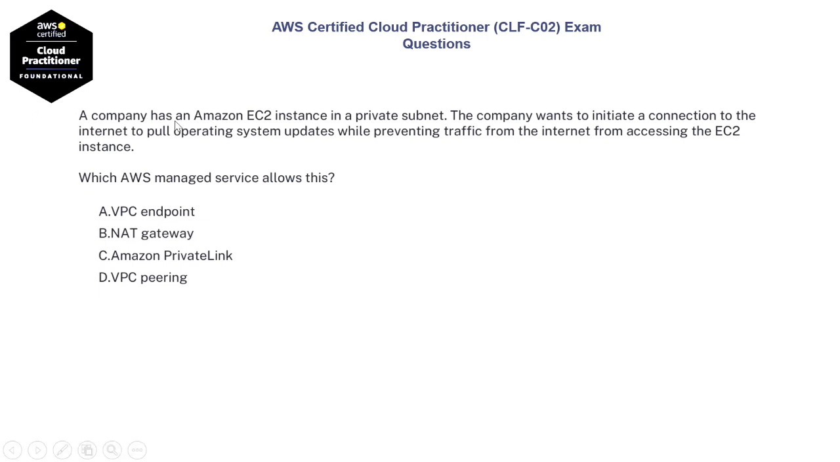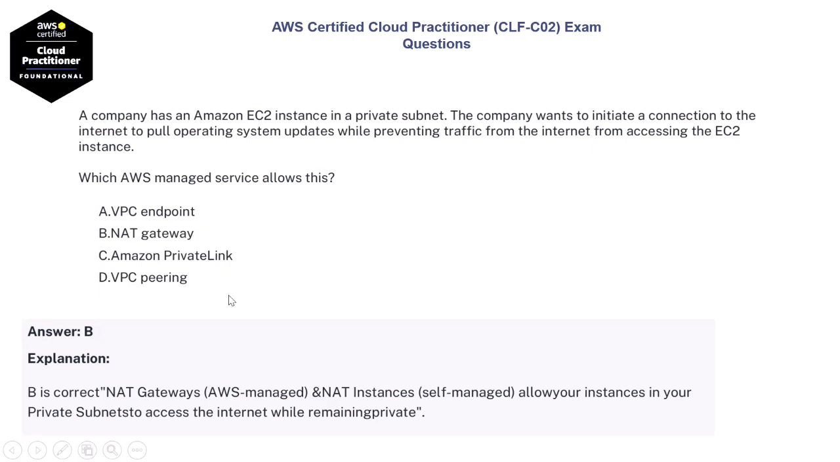A company has an Amazon EC2 instance in a private subnet. The company wants to initiate a connection to the internet to pull operating system updates while preventing traffic from the internet from accessing the EC2 instance. Which AWS managed service allows this? Option A, VPC endpoint. Option B, NAT gateway. Option C, AWS PrivateLink. Option D, VPC peering. The right answer is option B, NAT gateway.